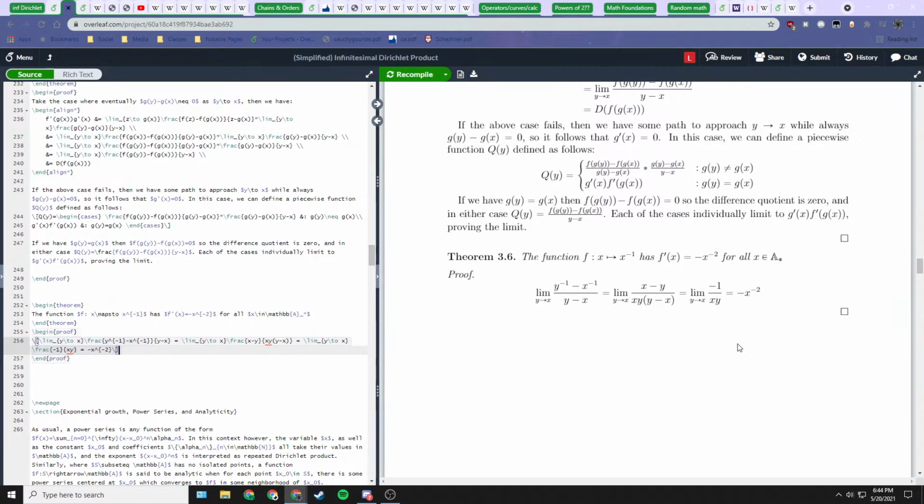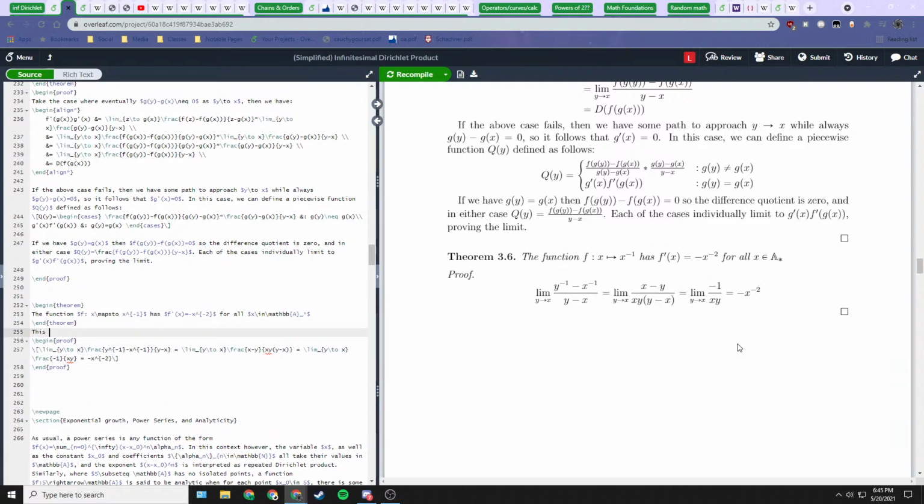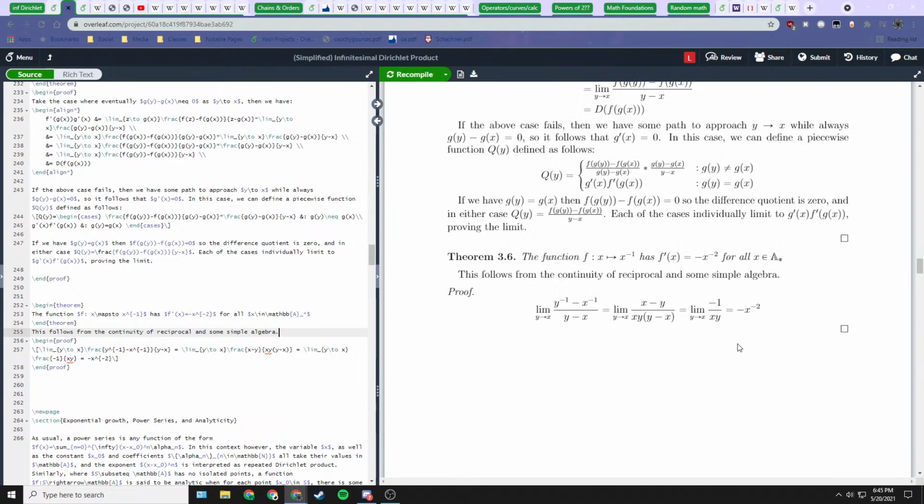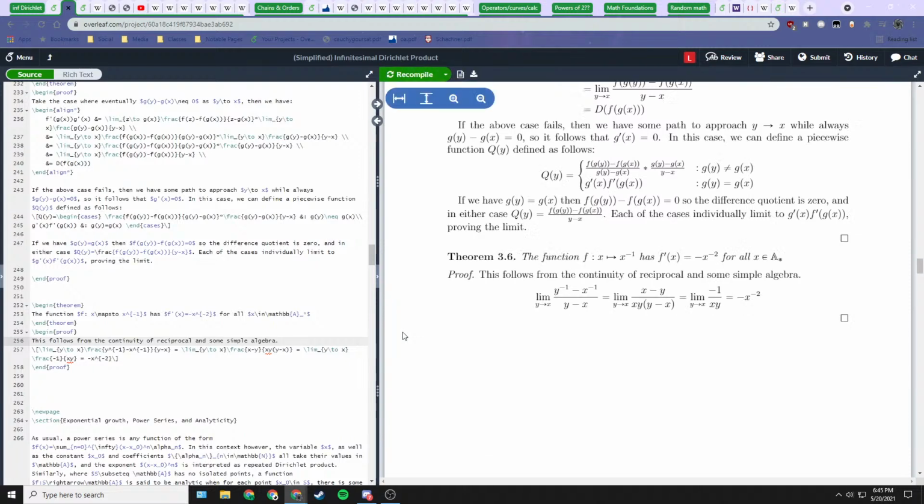And also, yes, we can actually add some text here. This follows from continuity and some algebra. So there's the proof. Oh, that's not in the right place. Let's put that there where it goes. So that's the proof for the derivative of the reciprocal.